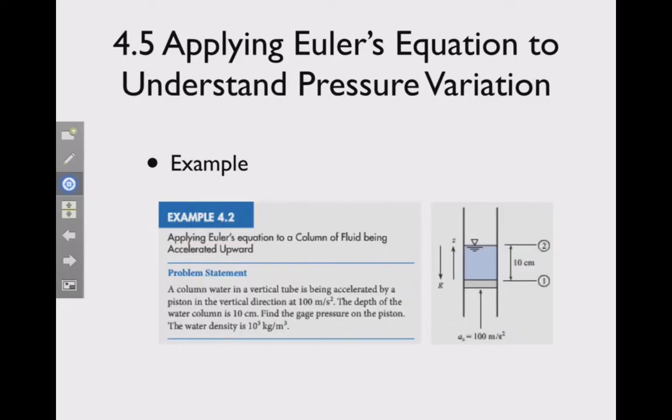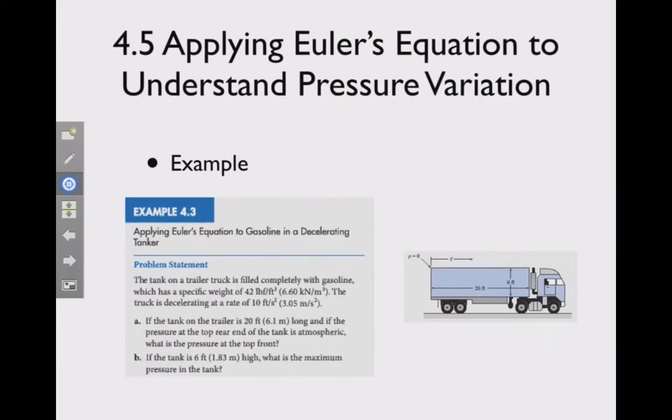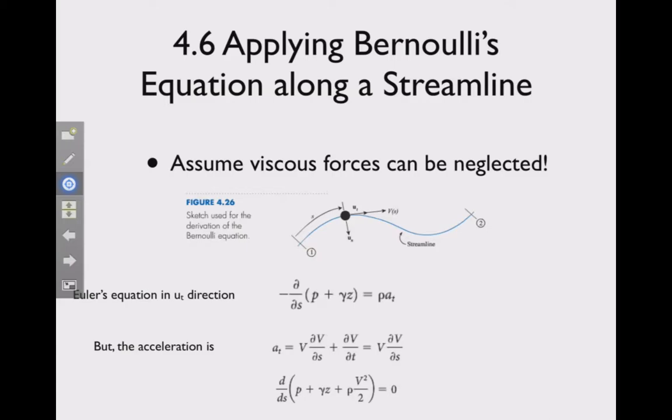So that's it for section 4.5. There's a couple of interesting examples that I'll do in separate videos. This is very important. Euler's equation is used when we start to talk about Bernoulli's equation. So you can see we're going to develop Bernoulli's equation next time, starting from Euler's equation. Very important stuff.